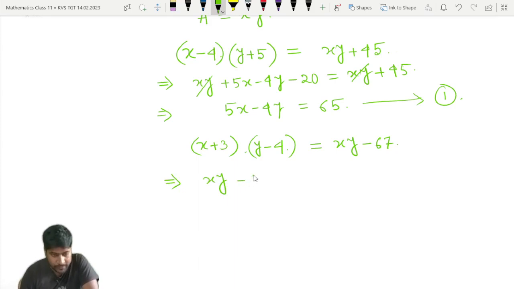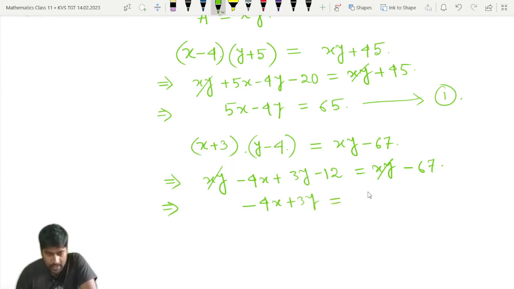So xy minus 4x plus 3y minus 12 is equal to xy minus 67. Okay, that we are getting. So anyway, xy will be cancelled. So this will become minus 4x plus 3y is equal to, and 12 means 55 minus 12, minus 55. Okay, so just multiply by minus on both sides, so 4x minus 3y is equal to 55.